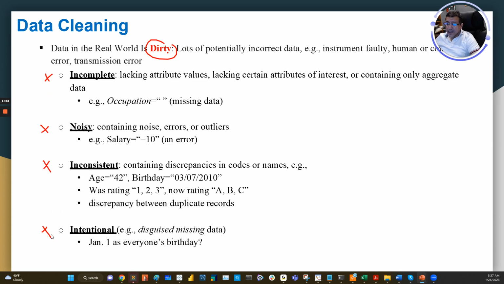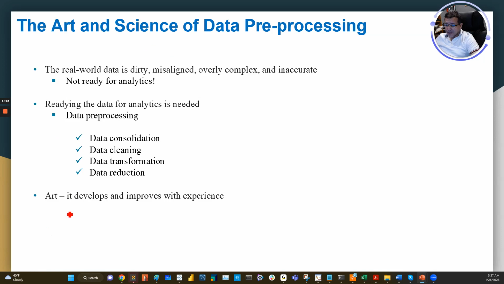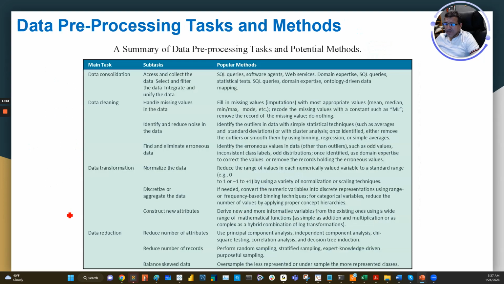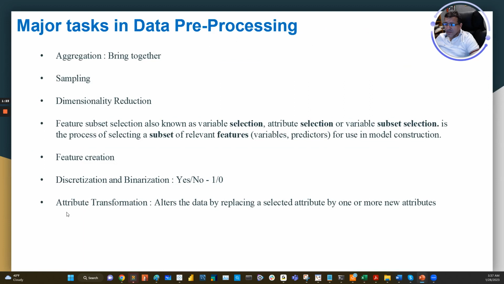Number one, it's always good to reduce the dimensionality of the data through aggregation. For example, you have a data. This is sales.